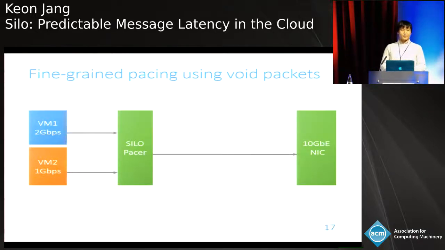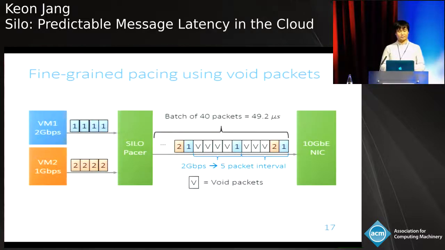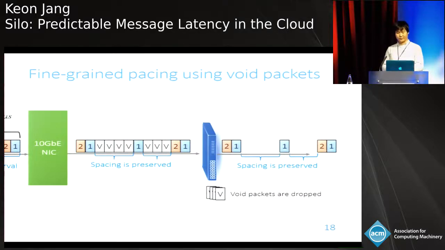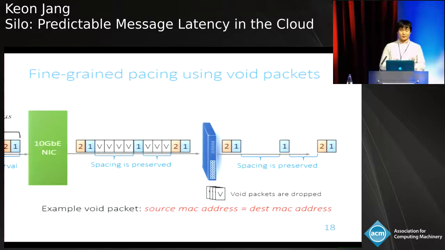Suppose there are 2 VMs, one with a 2 gigabit rate limit and one with a 1 gigabit rate limit. And we want to achieve packet level pacing. So when the Silo pacer receives the packets, it creates a batch of packets that is paced with void packets. And it sends out both data and void packets to the NIC as a batch. Then the NIC will send out both of these packets. And when it is received by the first hop switch, the void packet will be dropped and only the data packet will go through while maintaining the packet gap between data packets. And such a void packet can be created by having the source and destination MAC address be the same. And so by using void packets, we can keep the I/O batching while pacing the packets at a finer granularity.